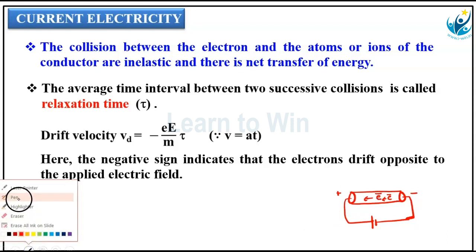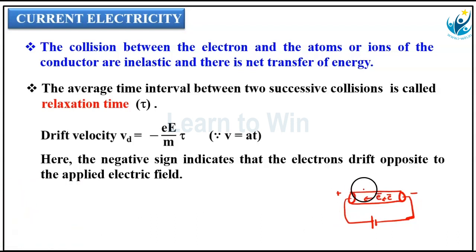What is the direction of the electric field? The electric field is always from positive to negative, along this direction. This is the electric field direction. What is the motion of the electrons? The motion of the electrons is directed from negative to positive terminal. That means the electrons drift opposite to the applied electric field. This is indicated by the negative sign.